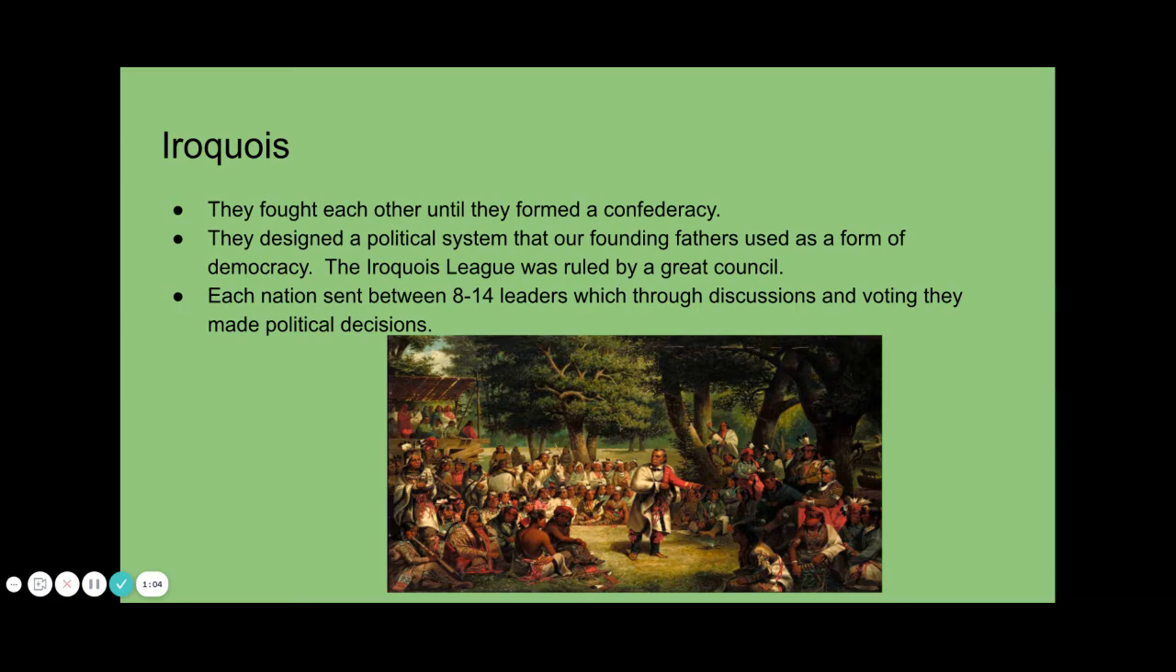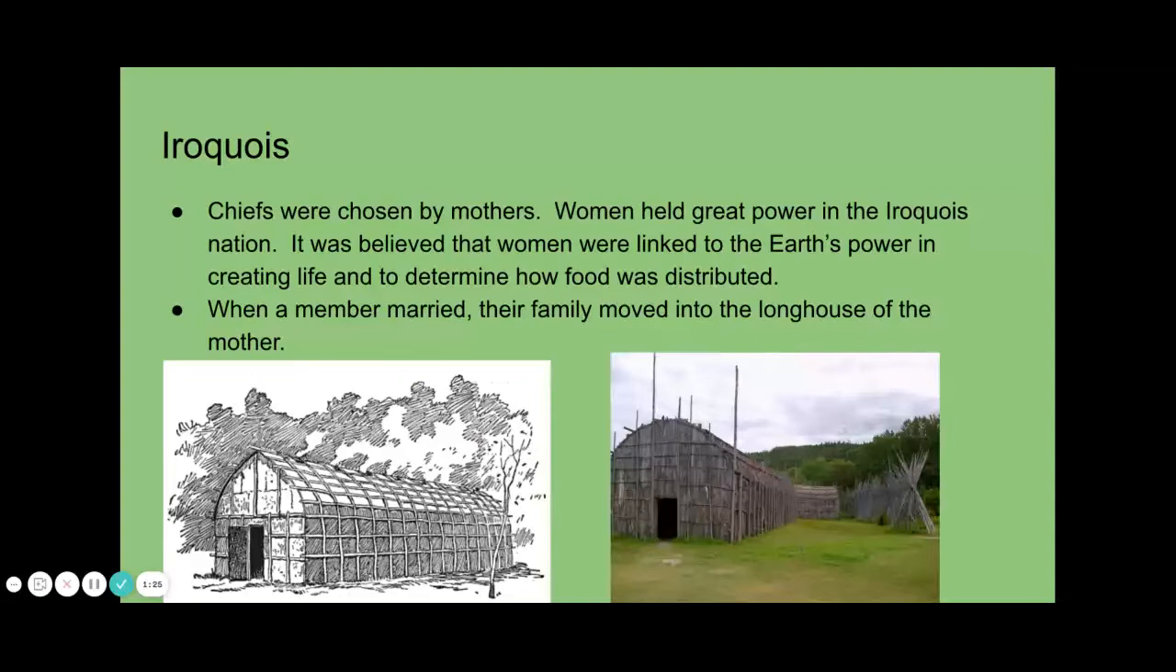So our founding fathers actually looked at what the Iroquois did and kind of based our democracy a little bit off of it. The Iroquois League is what it was called, and it was ruled by a great council that had chiefs and just wise men from all of the Iroquois tribes. Each nation sent 8 to 14 leaders, and they would go through discussions and voting, and that's how they made their decisions, and that's how they ended up getting along.